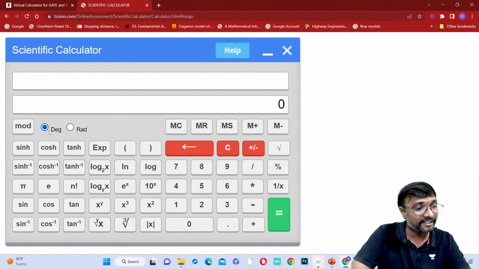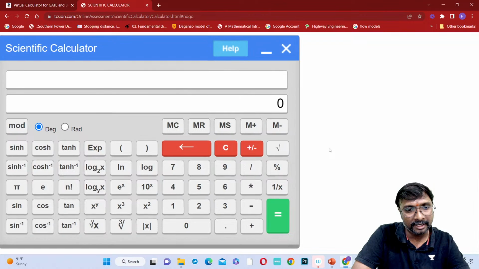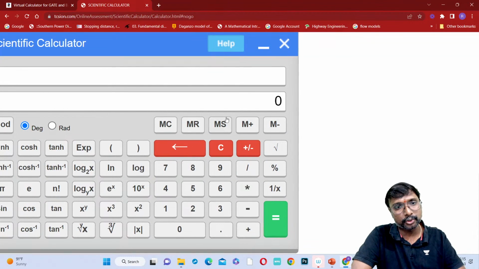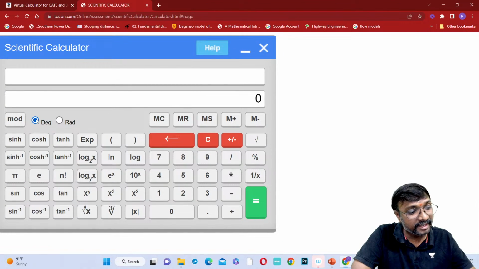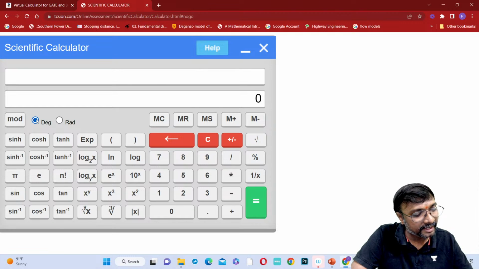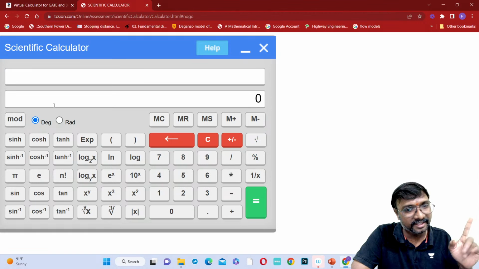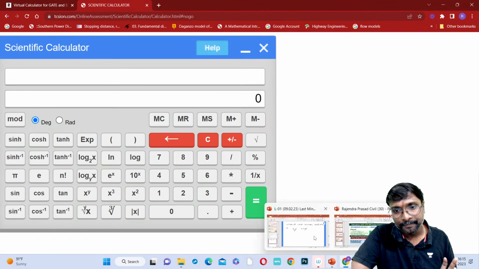So is it clear? The first and foremost thing you have to ensure in case of degrees is what? You have to ensure that this degree is highlighted, right? So once this degree is highlighted, what do we need to do here?